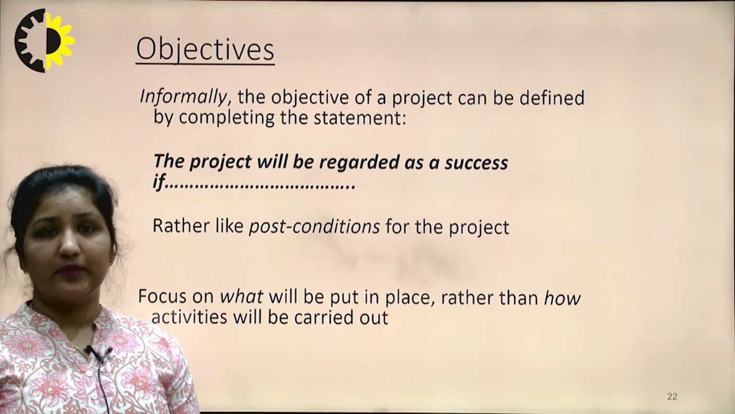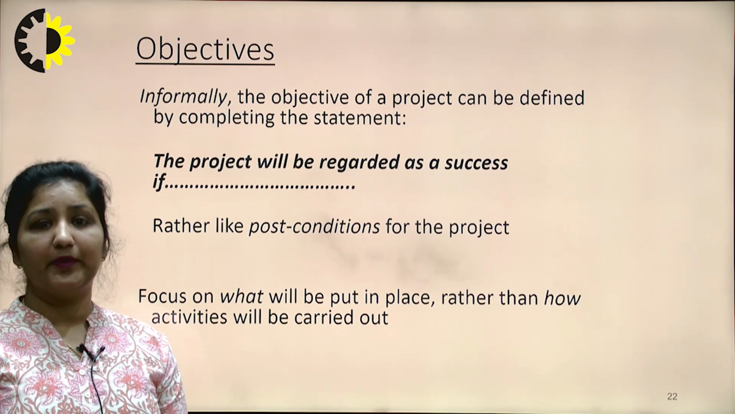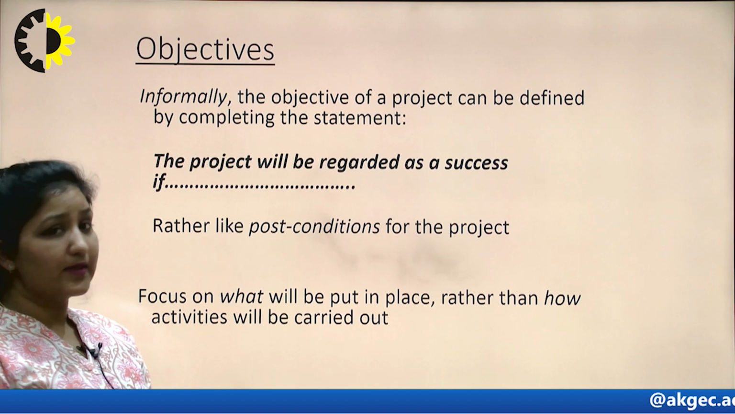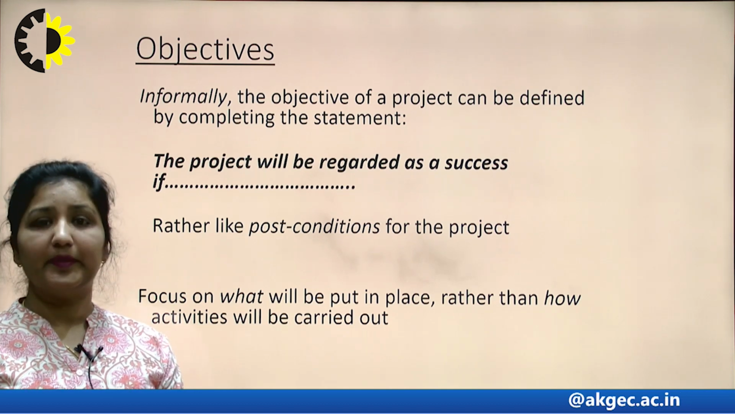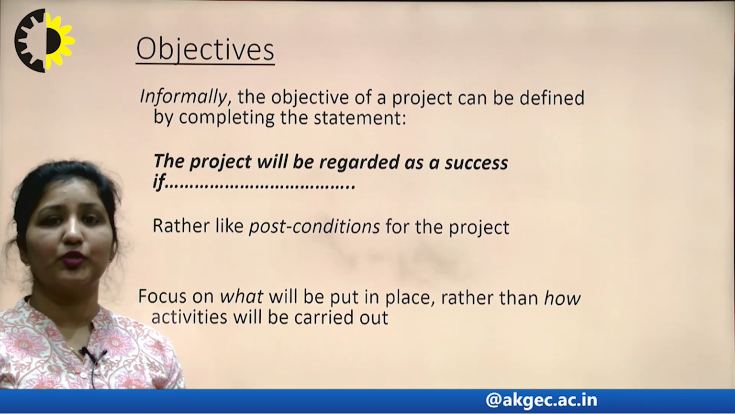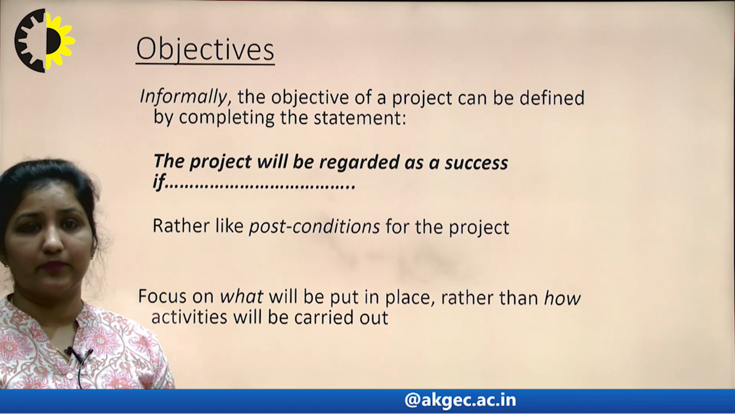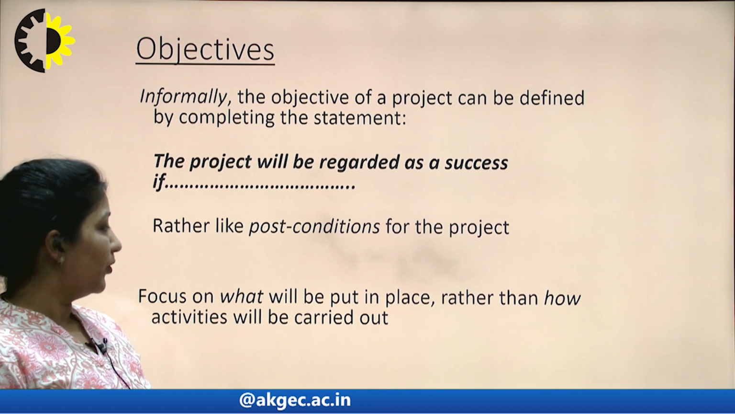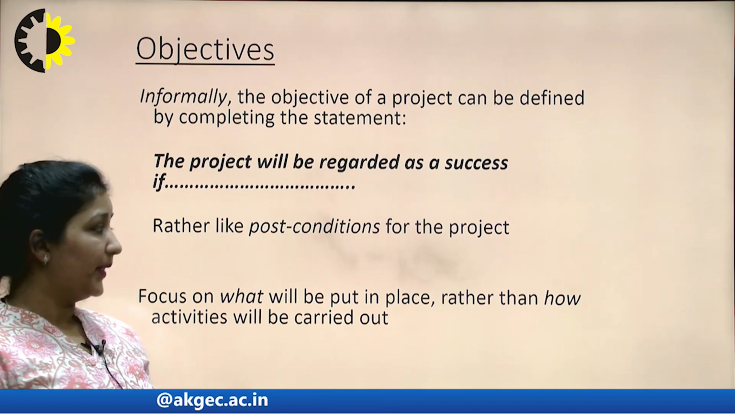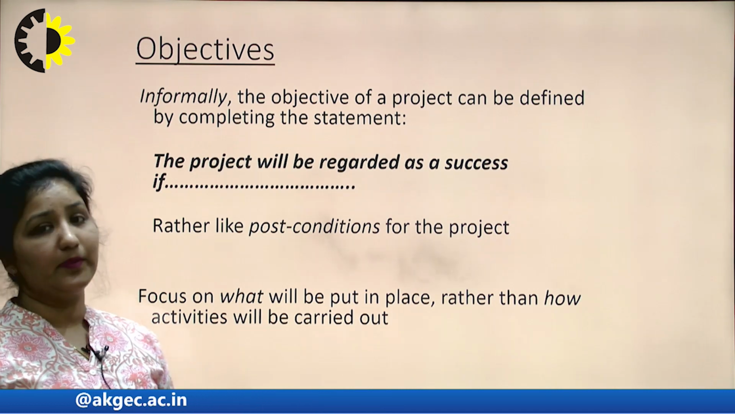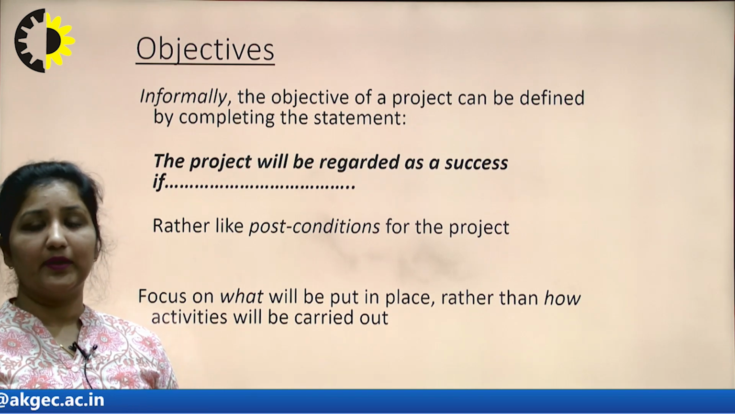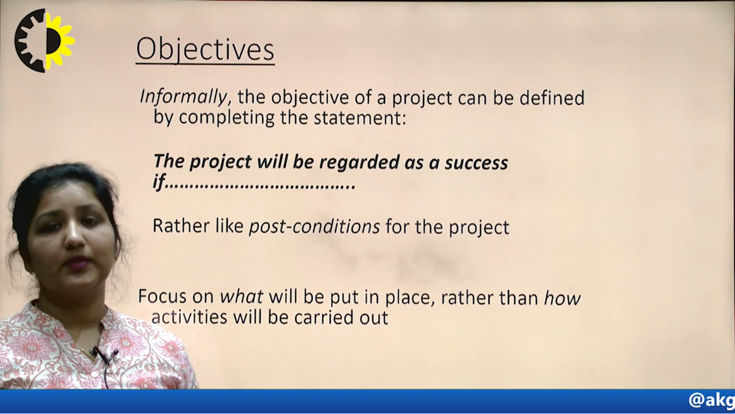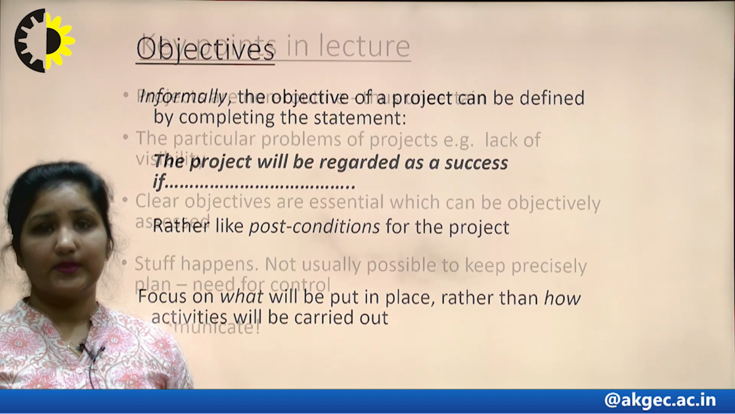Now the objective of a project can be defined by completing this sentence: the project will be regarded as a success if certain parameters have been passed, that means the project has reached its objective, rather like post conditions for the project. So we need to focus on what will be put in place, rather than how activities will be carried out. How activities will be carried out is a part of the planning. But what we have to put in place is a part of the objective in the system.